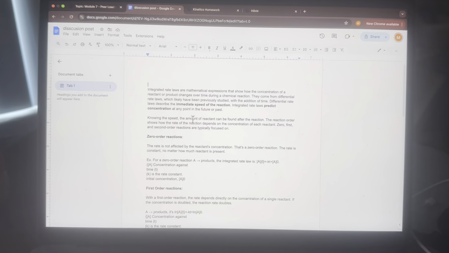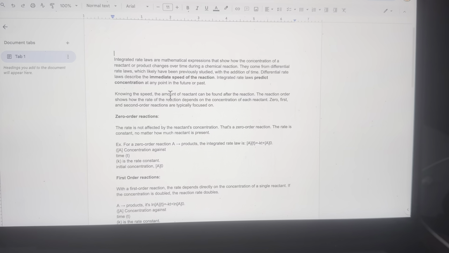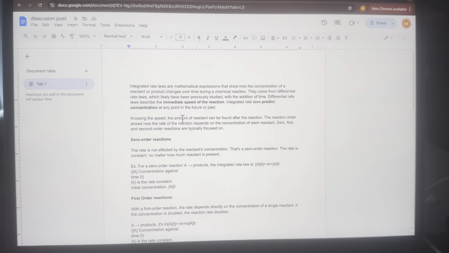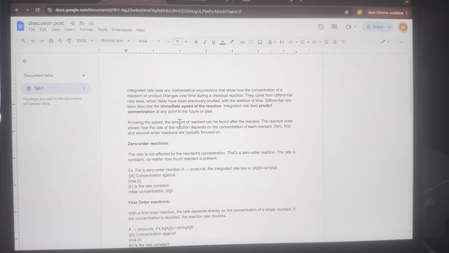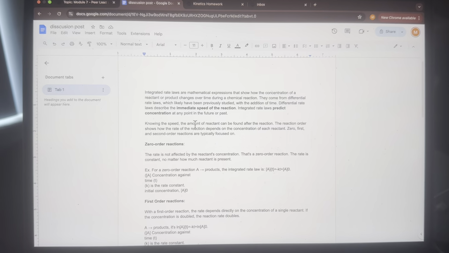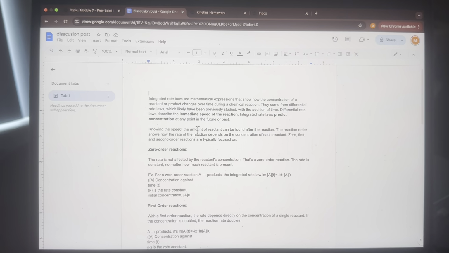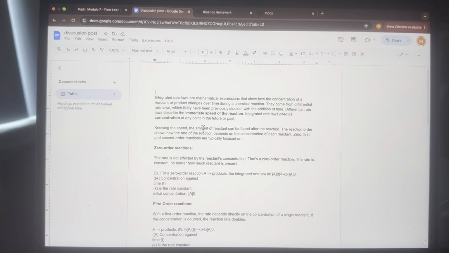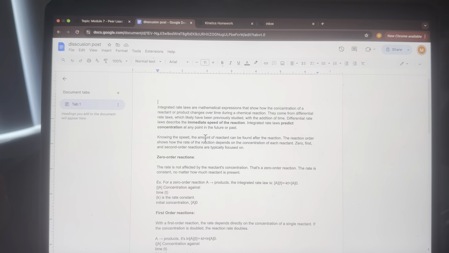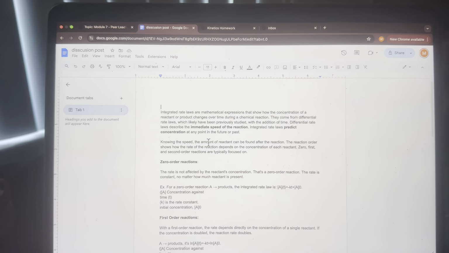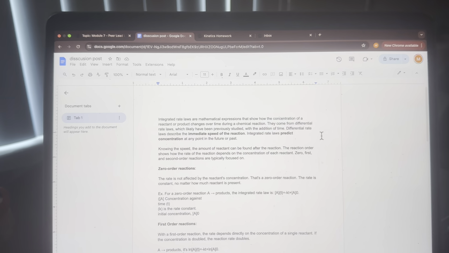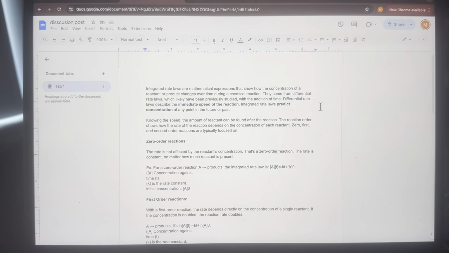The first thing I want to talk about is integrated rate laws, which are mathematical expressions that show how the concentration of a reactant or product changes over time during a chemical reaction. So what is going to change? They come from differential rate laws, which have previously been studied. With the addition of time, differential rate laws describe the immediate speed of the reaction, and integrated rate laws predict concentration at any point in the future or past. So we're going to be talking about that more in depth.